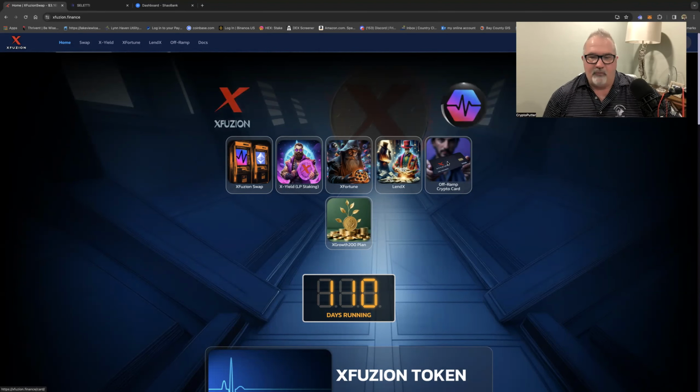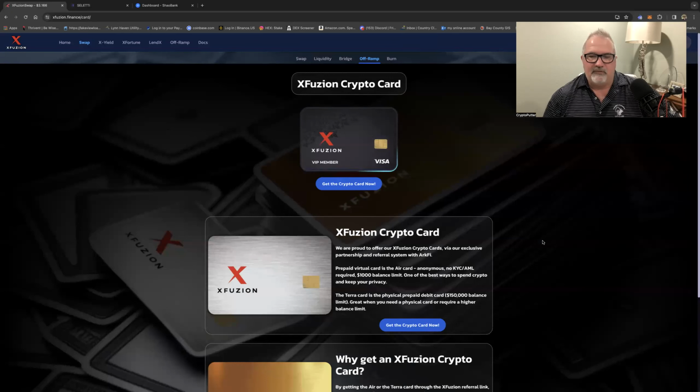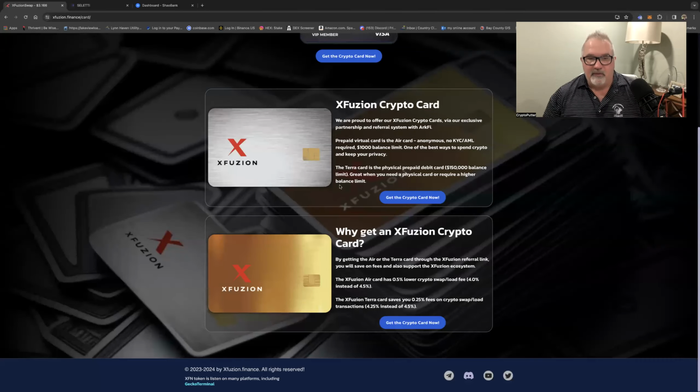But this off ramp for a crypto card, you can get one of two types of cards. You can get a virtual card that attaches to your wallet in your phone, but you have a limit on it. I think it was up to $1,000 you could put on it, and it's not refillable. But they also have this kind of a card, the Fusion crypto card, where you can have a balance of up to 150,000 on here, and you can use this anywhere in the world.